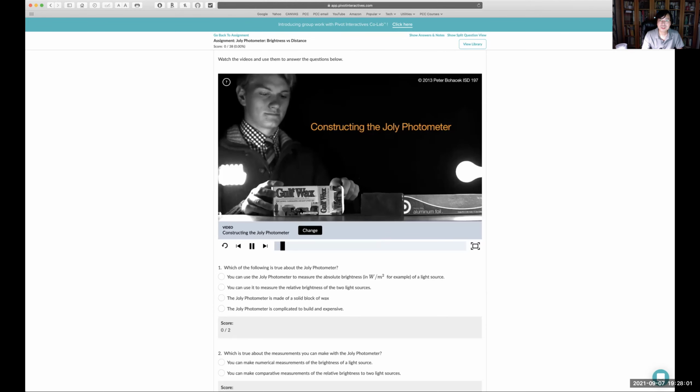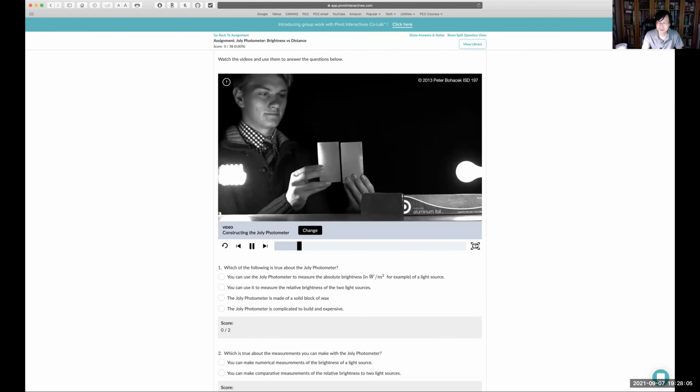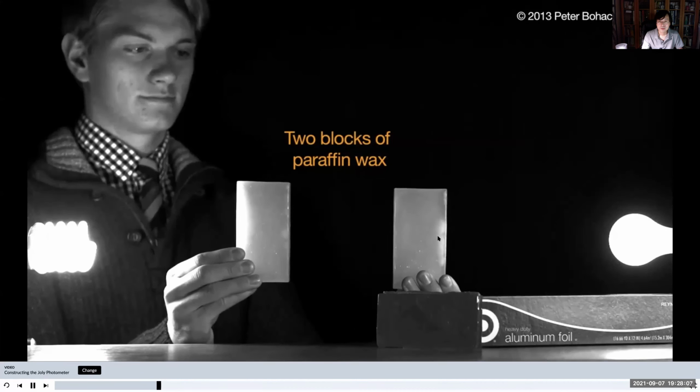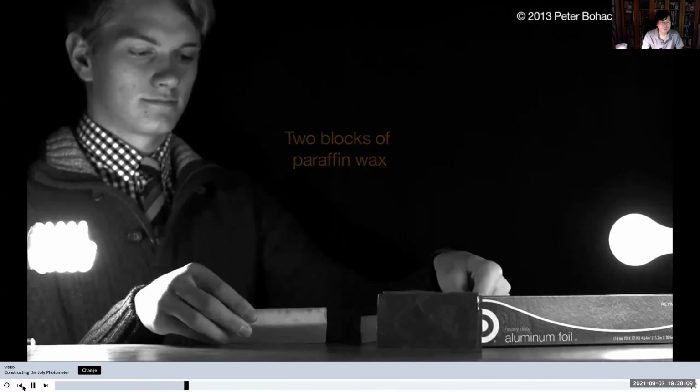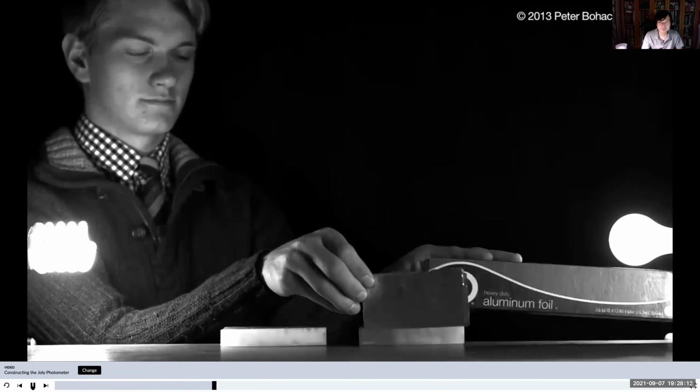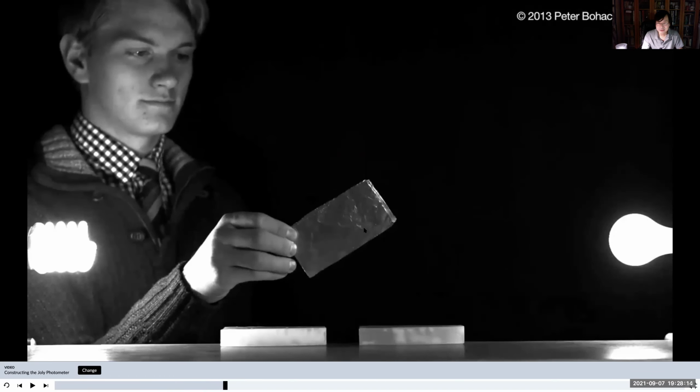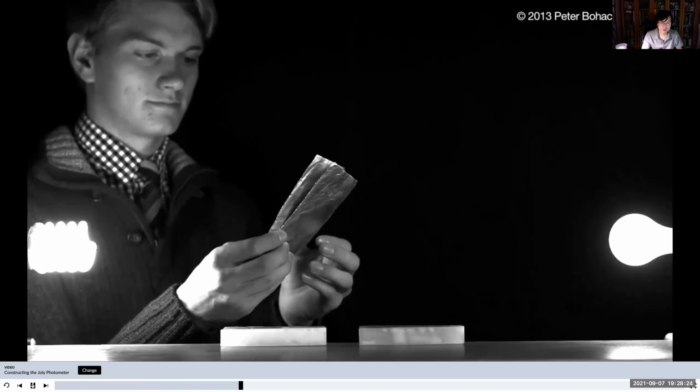Okay, you use a piece of wax, which is translucent. Okay, this is a piece of wax, translucent. And then you have another piece of wax. You also have, what he has in his hand, a piece of tin foil, which is opaque, all right? Light cannot go through that. So watch what he does.